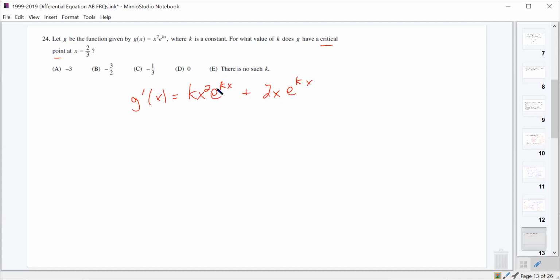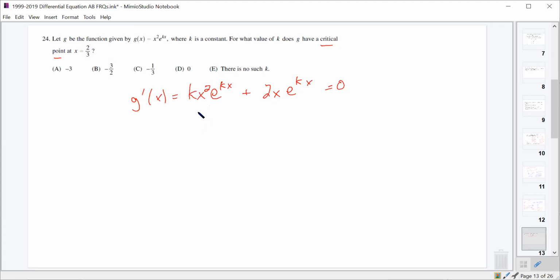And there are no values that make this undefined, right? It doesn't matter what k is. K is any constant. I can take that constant and multiply it by some number that I've squared, and I can do e to any power and multiply all those together. And same with the second part of it. All those things can be done for all real numbers. So we're really just looking for when this equals 0.